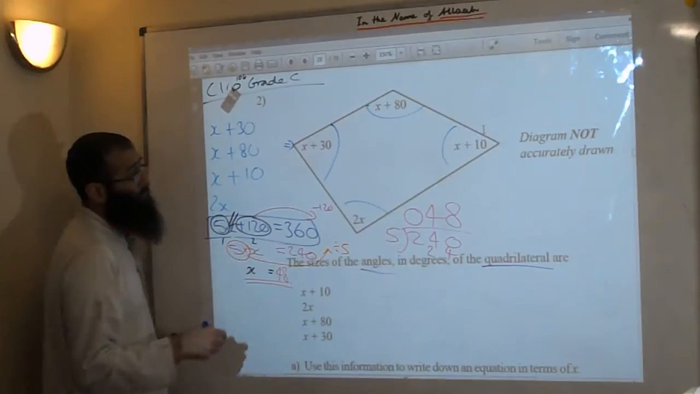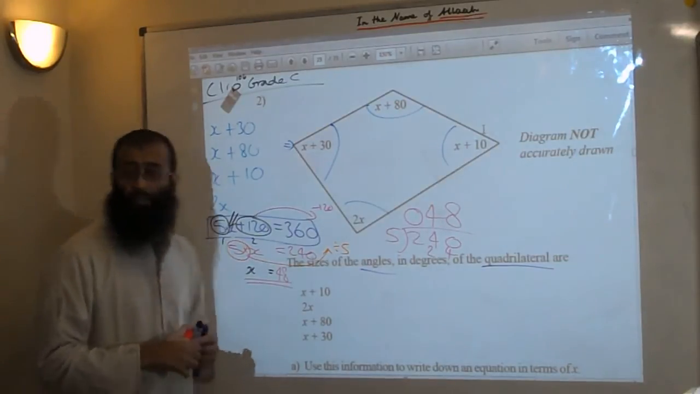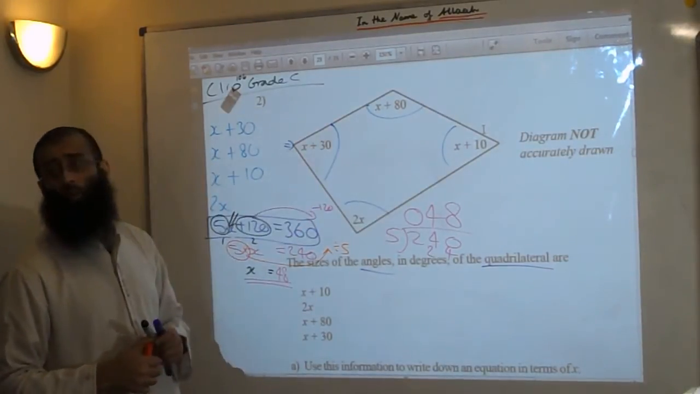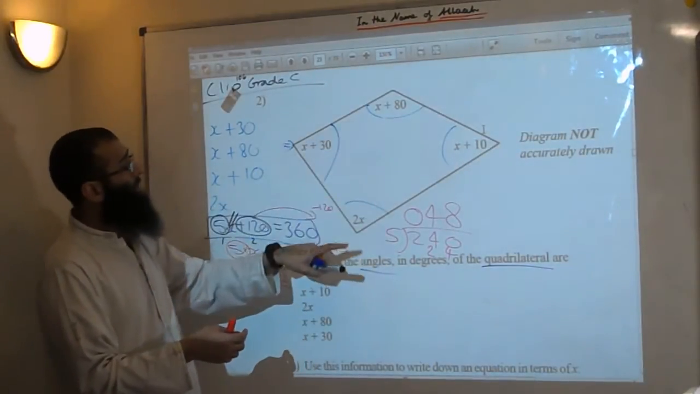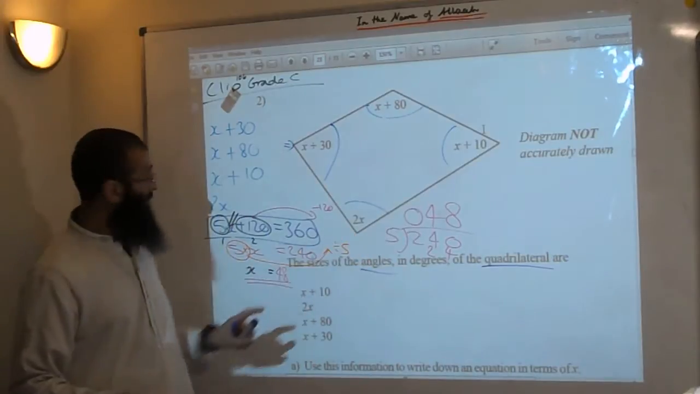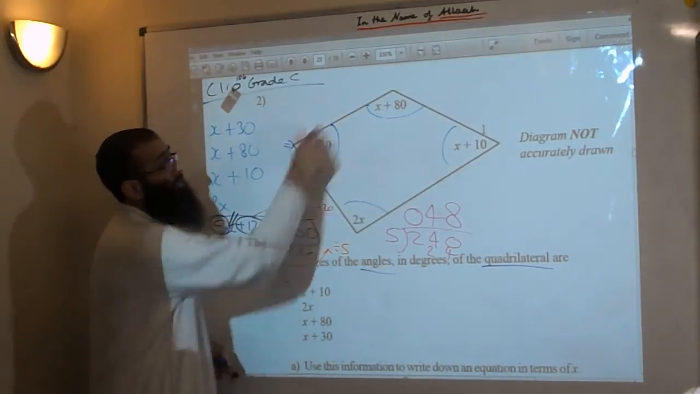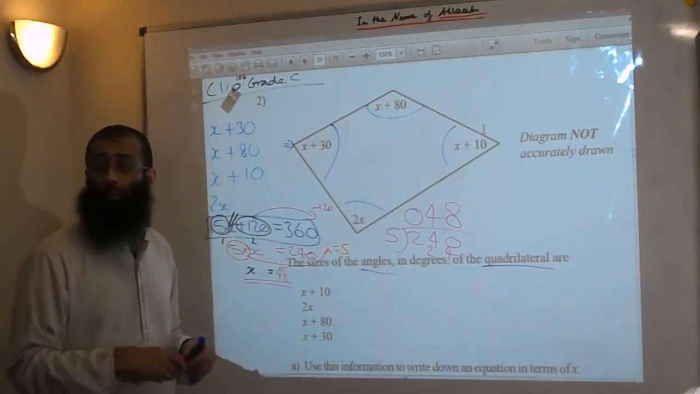48. Now, we need to establish from here which one is smallest, because you can't tell from the diagram, even though it looks like that's the biggest and that looks like possibly the smallest. We need to substitute the 48 into these values here to see which one is the smallest.